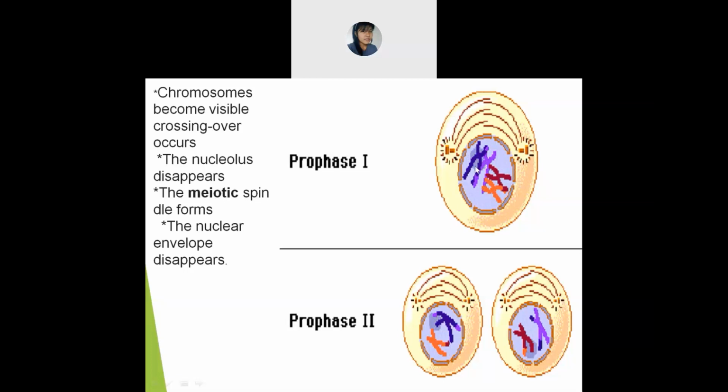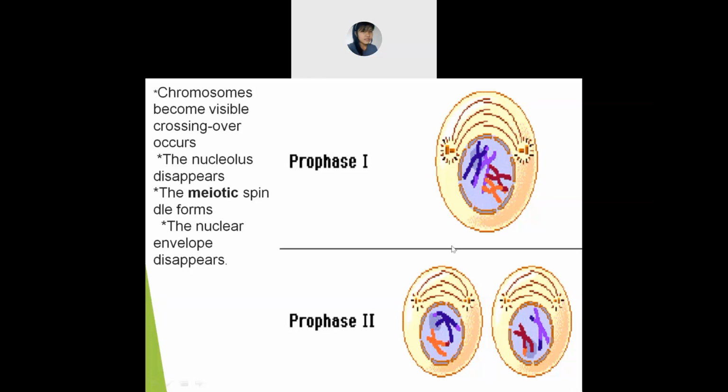Is it clear? Okay, next is the meiotic spindle forms. So these are spindles, this line, all this line. So these are the meiotic spindle fibers, all of these are known as the spindle fibers, and they start to form. Is it clear? Yes, ma'am.